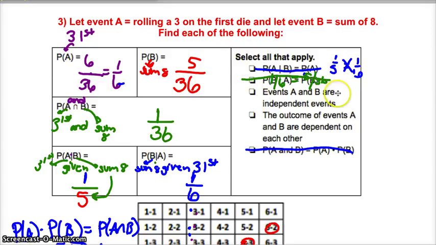Are events A and B independent? No, they're not independent. If they were, we would have selected the first, the second, and the last. These events, because we weren't able to select those, are dependent events. And think about that for a moment. They are dependent events because of the idea of the sum: this 3 is going to influence that sum of 8.